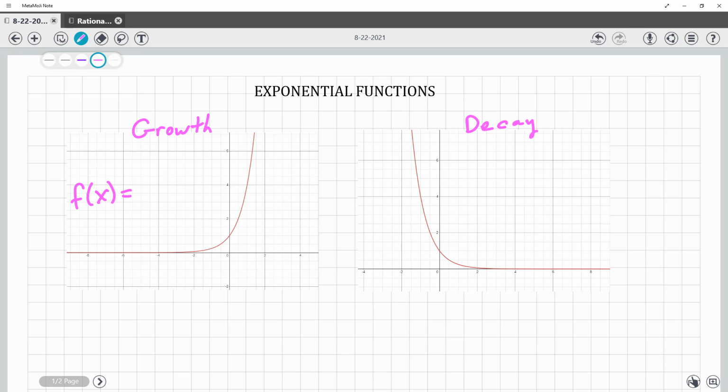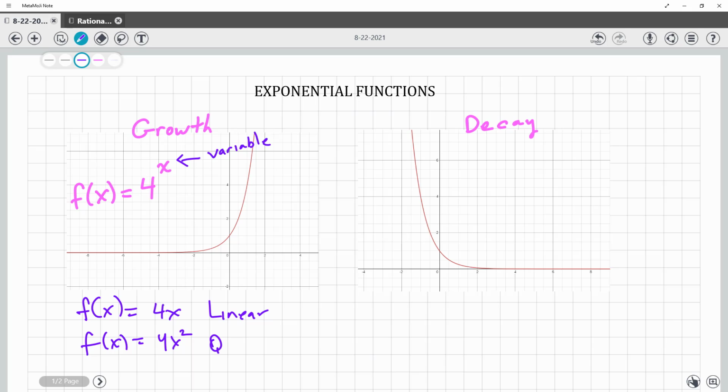This is how you know you have an exponential function. So let's just say this is 4, but the variable is in the exponent. So that has to be a variable. Let's go back and talk about if you had 4x, that's linear. If you had 4x squared, that's quadratic. So the only way you have an exponential function is if that variable is in the exponent.